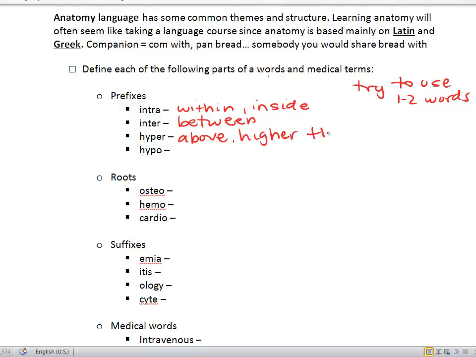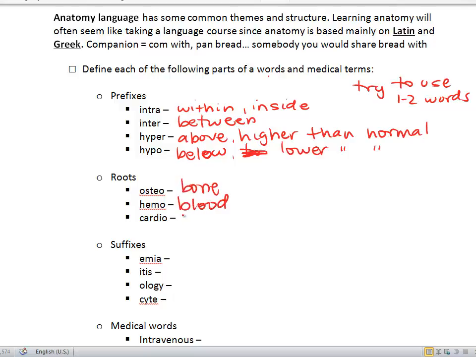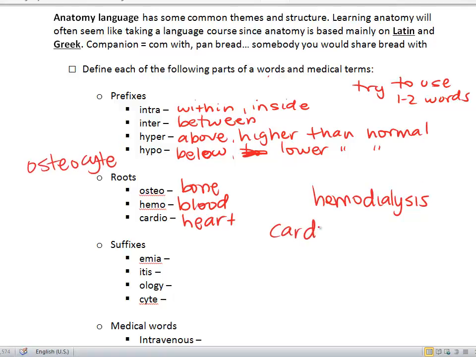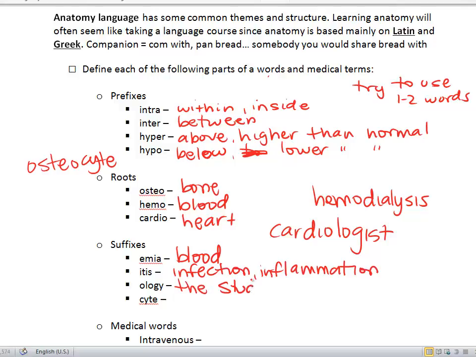Double check your definitions and see if they're close to what I came up with. Whenever I come up with definitions for these things, I always try to use only 1 or 2 words. Sometimes you have to write a whole sentence, but don't just copy what you see online because that'll get confusing. Maybe if you can just remember 1 word. For example, cardio refers to the heart. Itis refers to infections and inflammation.